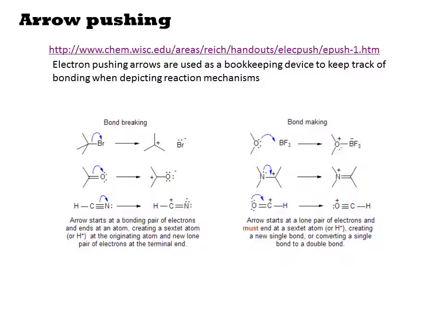Reaction mechanisms can be represented visually using arrow pushing. The link here describes how it's done in more detail. Bond-breaking arrows originate on a bond and point to the atom that will receive the pair of electrons. Bond-making arrows initiate on a lone pair of electrons on one atom and point to the atom that they will become bonded to.